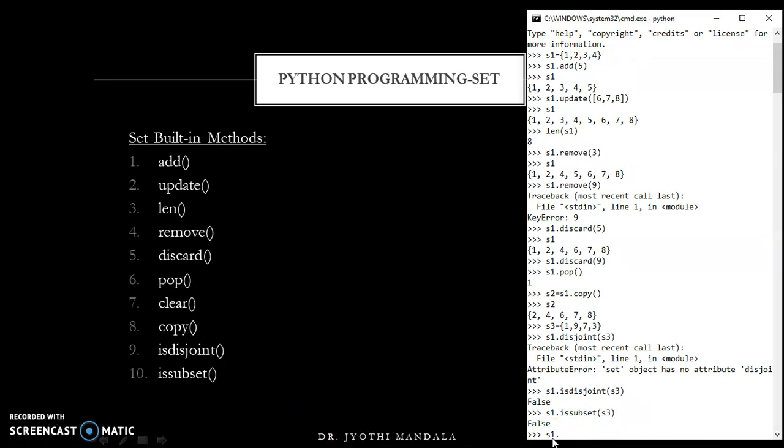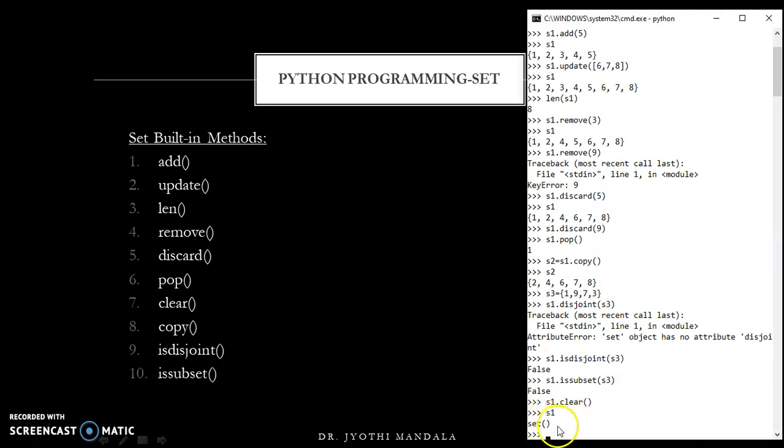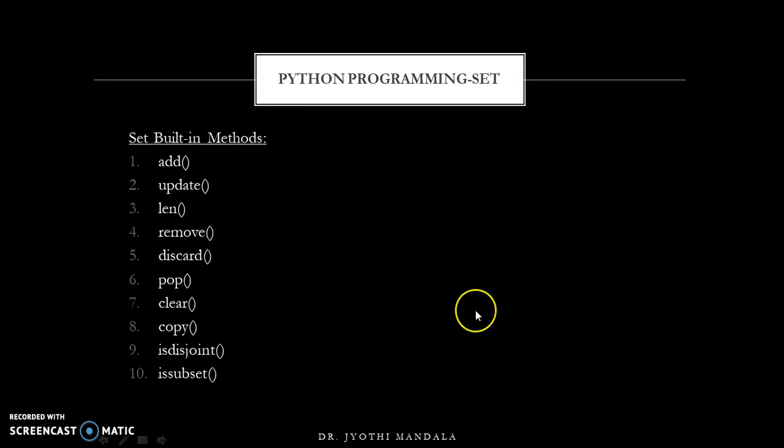Next, we want to try to clear the values. Now, if you write S1.clear, all the values will be cleared. If you try to display the values, nothing will be there. It is an empty set. Right. So these are some of the operations that are available in our set as part of built-in functions.